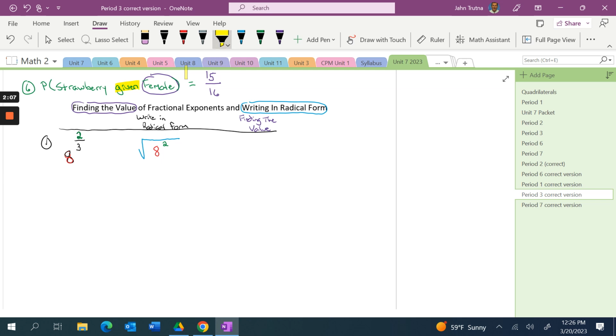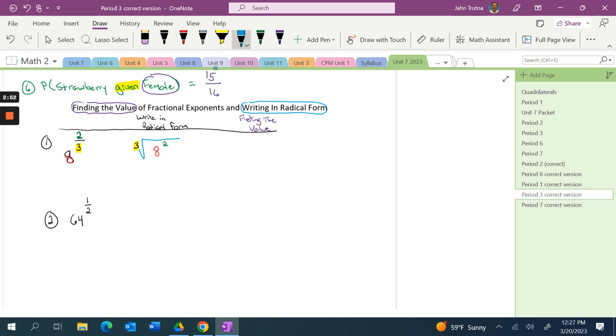And then the last thing you do is that whatever the denominator is of the exponent, which in this case is a 3, that is going to go outside the radical. You're going to write it really small, okay? And that is going to be known as the index there. So 8 to the 2/3 power in radical form is going to have an index of 3 with the radical symbol over 8 to the second power. And that is all you have to do to write an expression that has a fraction for an exponent in radical form, okay?